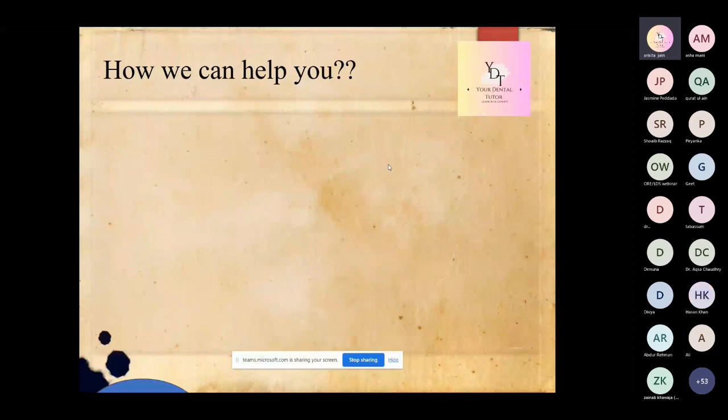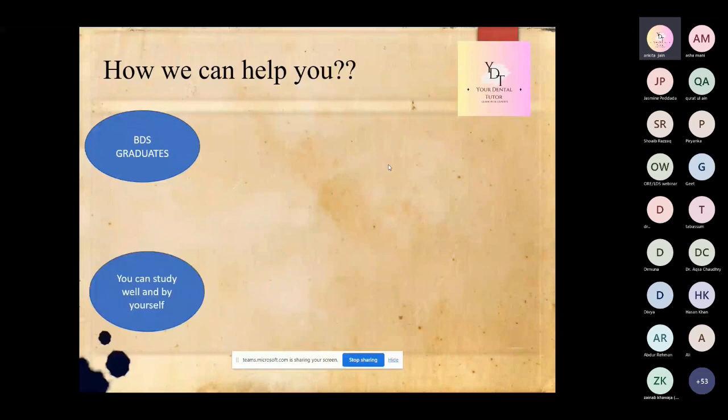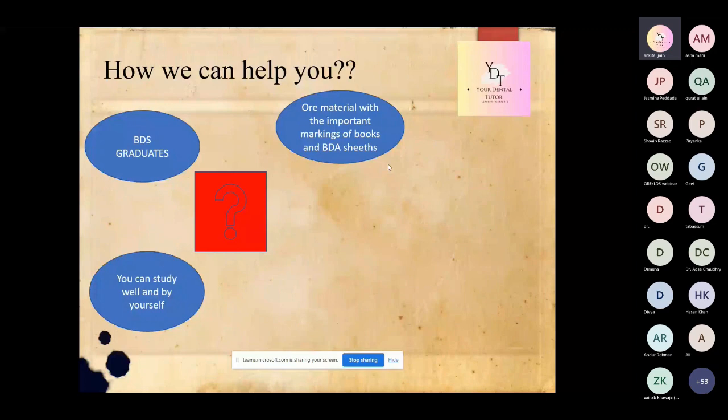First of all, we all are BDS graduates. We are familiar with all kinds of subjects, right? We can study ourselves very well because we have passed the graduation. So we know what the subjects are and the content of the subjects. We just need to know what to study. So here our role comes into play: we provide you the updated ORE material with important markings of all the books like the pink book, blue book, as well as the textbooks which are required in addition to the pink book, blue book, and the latest updated BDA sheets.